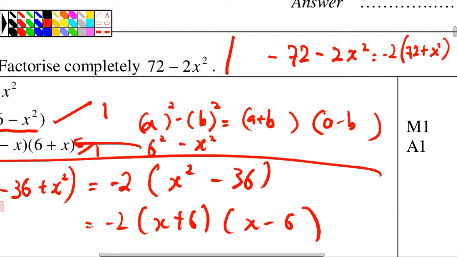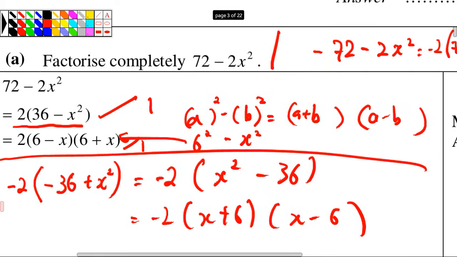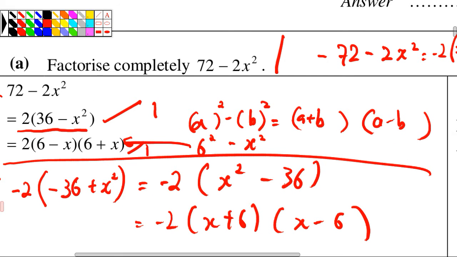Over here, how many negatives do I have? One. Even if I take out negative 2, there is still one negative. So it doesn't help in the equation. Therefore, we don't take out the negative. Clear? Alright?